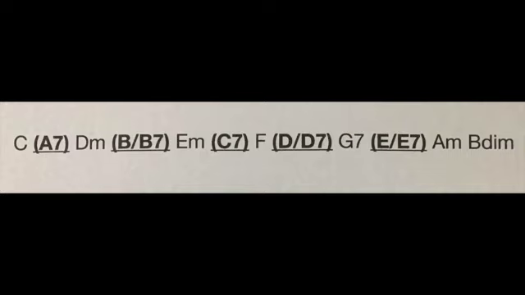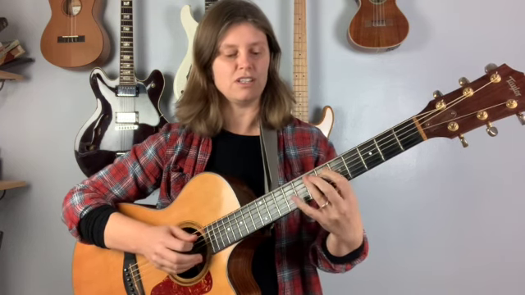So here we have the key of C, and between each chord I've placed a secondary dominant. So between C and D minor I have A or A7, because A or A7 is a 5th away from D minor. So on the guitar, if we're talking about the key of C, here's an easy way to think about this. So here's my major scale. C, D, E, F, G, A, B, C, all on the A string.